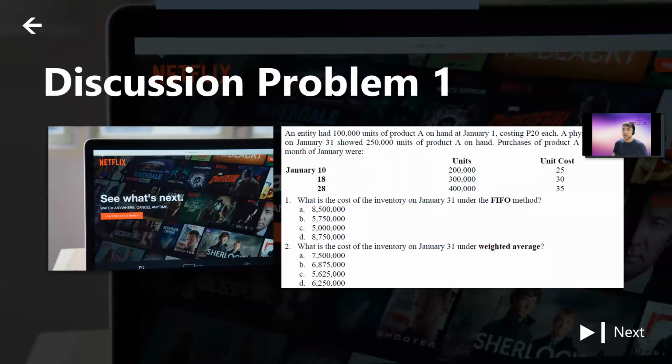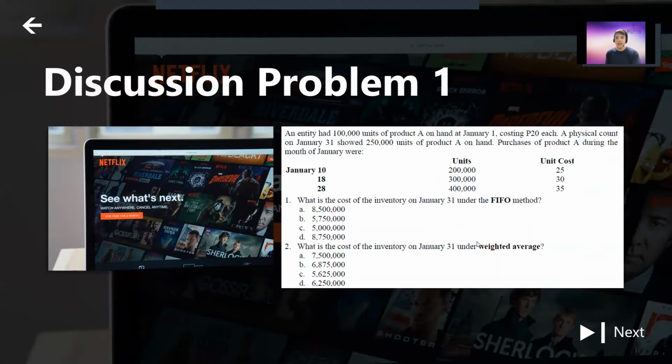Sorry, let's do problem number one first. What is the cost of inventory on January 31 under the FIFO method? And then number two, what is the cost of inventory on January 31 under the weighted average method? So tandaan class, the weighted average method, if it is applying periodic inventory system, meaning there's an inventory count at year end.